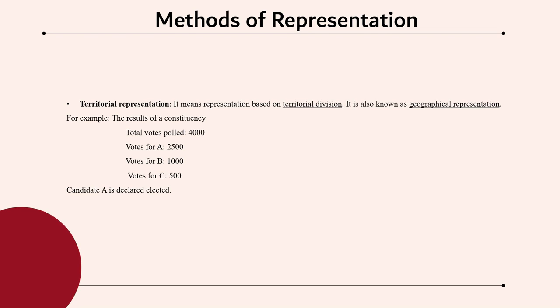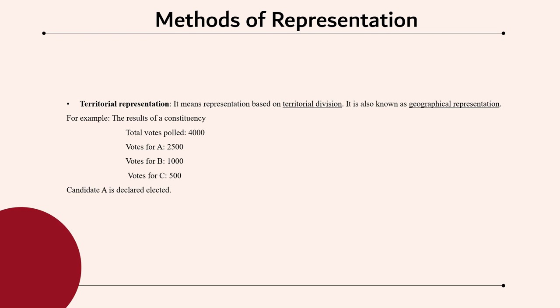The number and size of these constituencies depend on the area and the population of the country, as well as the number of representatives to be elected. For example, in India, if Lok Sabha requires 450 members, the whole country is divided into 450 constituencies. Constituencies may be either single member or multi-member.